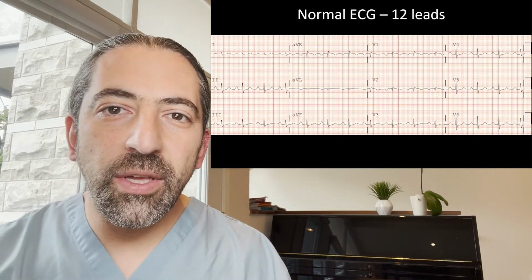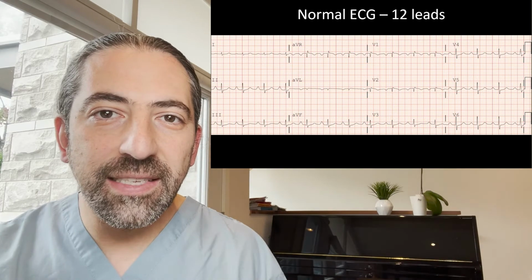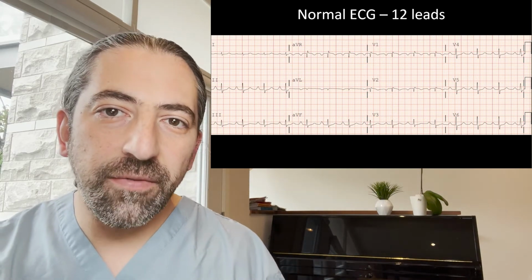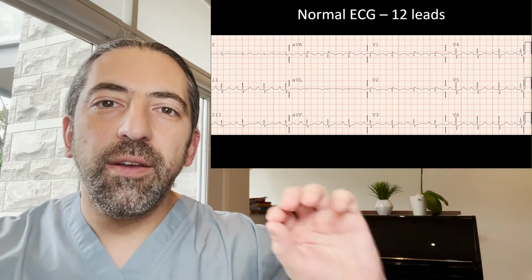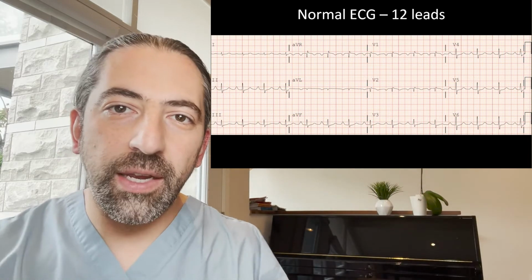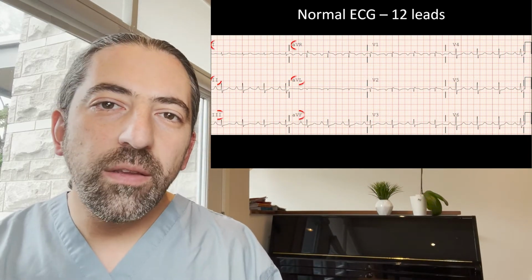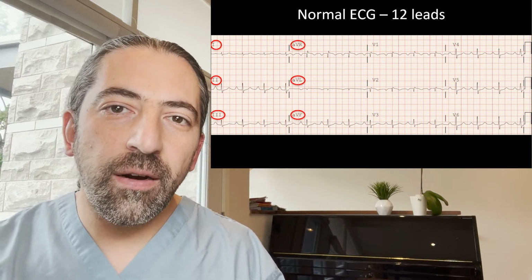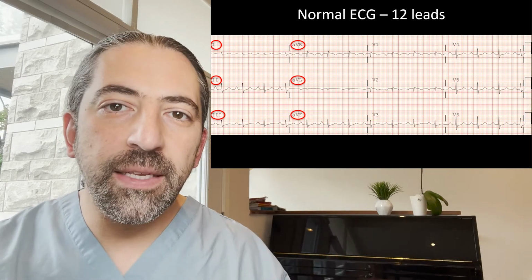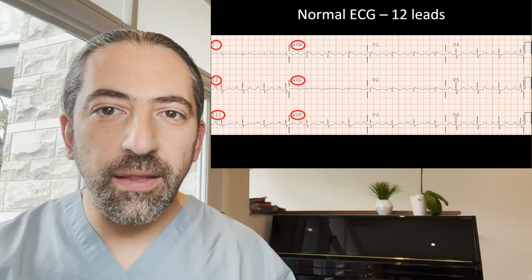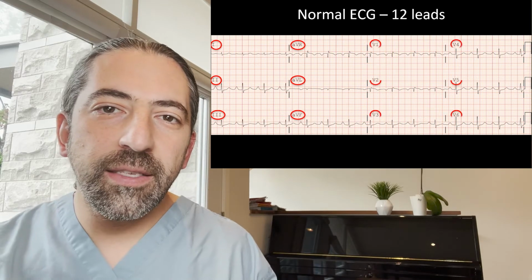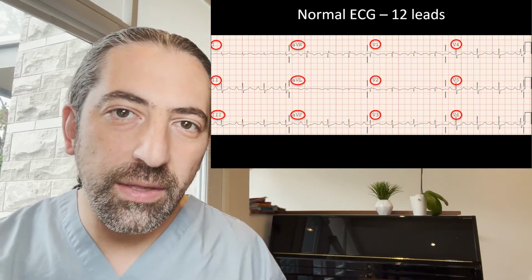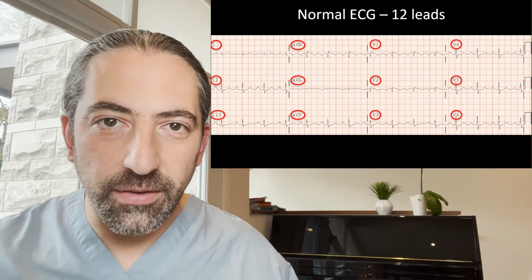A 12-lead ECG is also made of 12 different leads. You can think of these leads as different ways of looking at the heart, or 12 angles of looking at the heart. Leads 1, 2, 3, AVR, AVL, and AVF are limb leads which look at the heart in the longitudinal direction, and leads V1 to V6 are precordial leads which look at the heart in the horizontal direction.